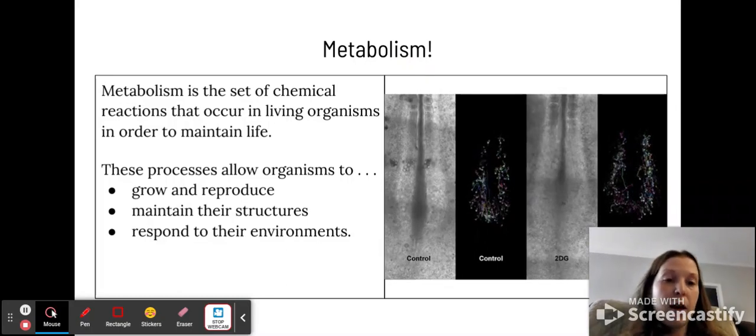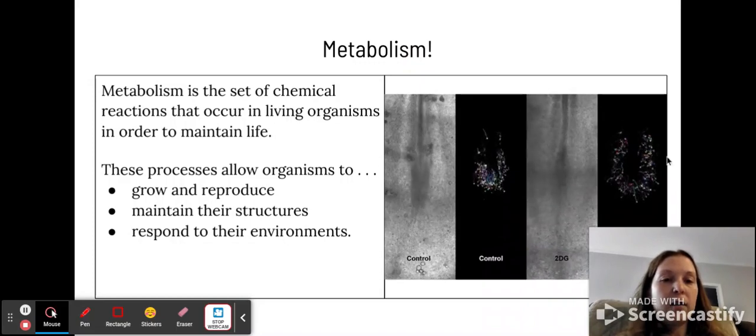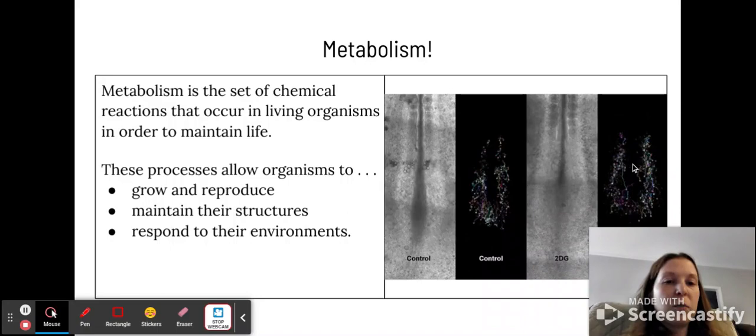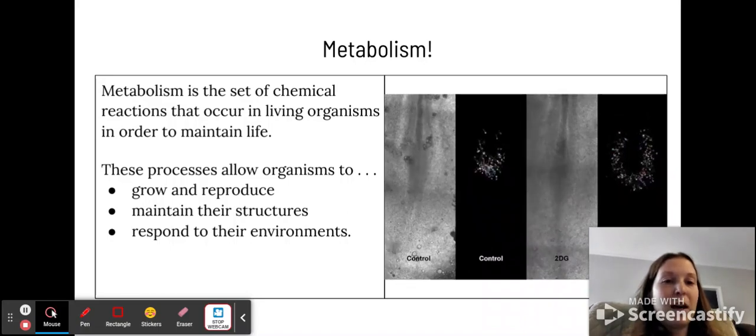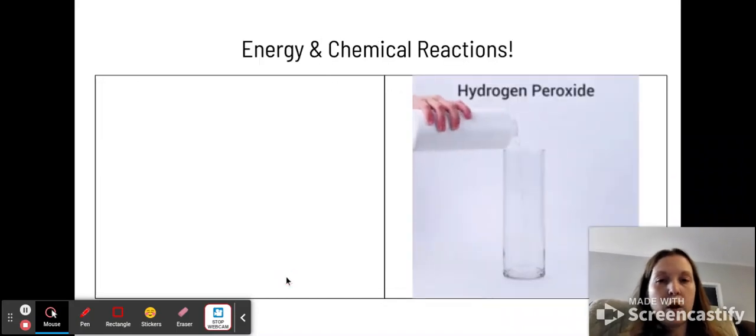So you can see in this little GIF I have over here, the sample that's like 2DG, I think is what it's called, actually spreads out faster, which means it has a faster metabolism. It's able to use that source quicker.